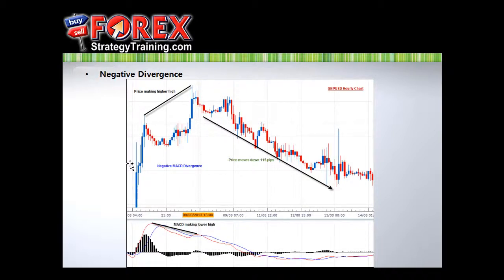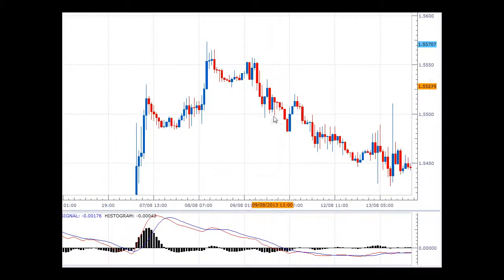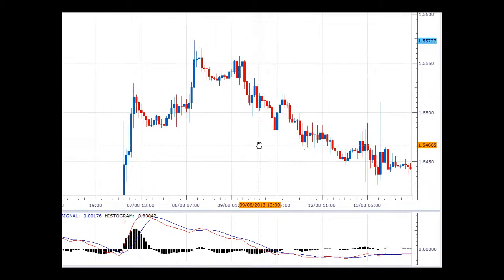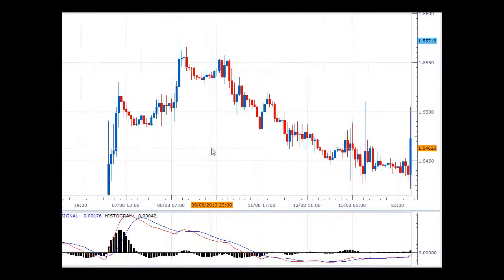show you an example in the chart. Okay, so I opened this pound dollar hourly chart, and this is around August 2013. So what happened here is that the price, you can see here, made a higher high. Okay, created a higher high here.